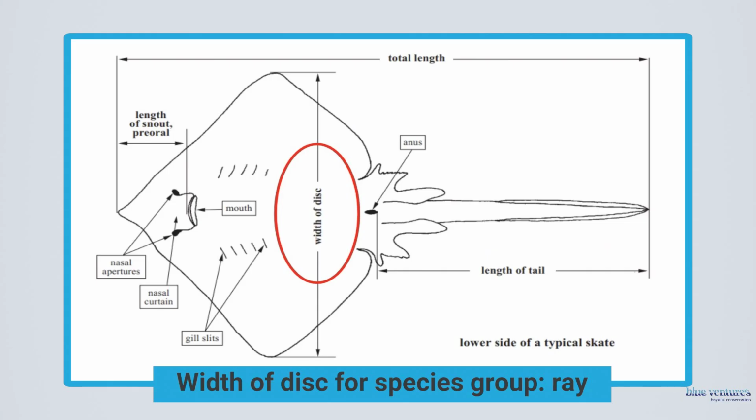Width of disc, also known as wingspan or disc size, is the measurement type used for the group ray. This group can also include skates. The disc width is the distance between the outermost tips of the pectoral fin.